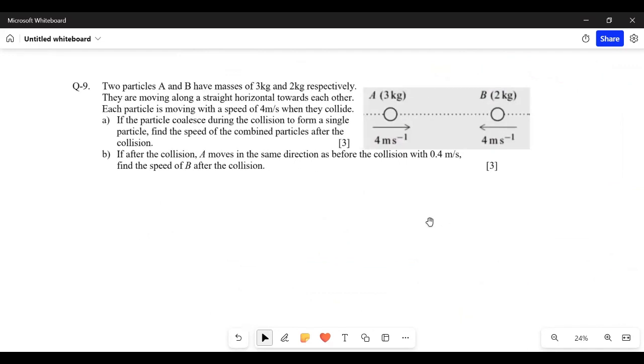Two particles A and B have mass 3 kg and 2 kg respectively. They are moving along a straight horizontal road towards each other. Each particle is moving with a speed of 4 meters per second when they collide. If the particles coalesce during the collision to form a single particle, find the speed of the combined particle after collision. So pretty similar question as the last one.